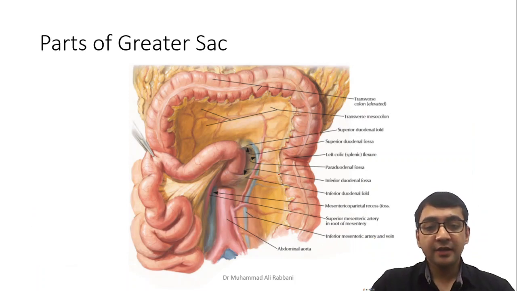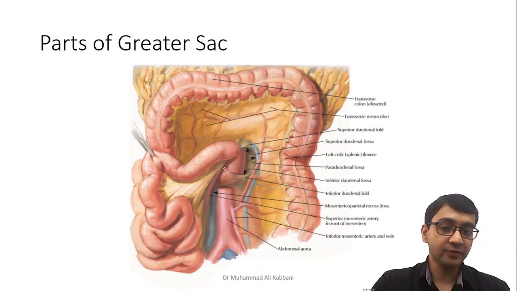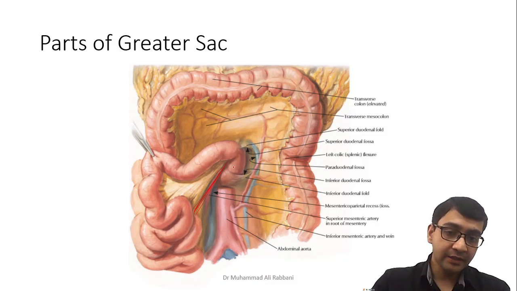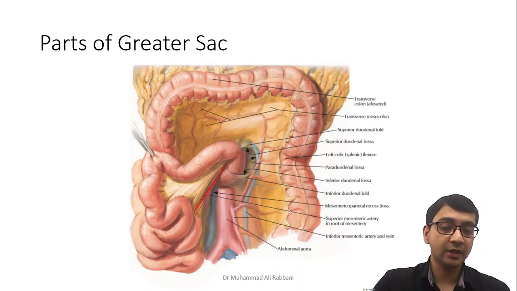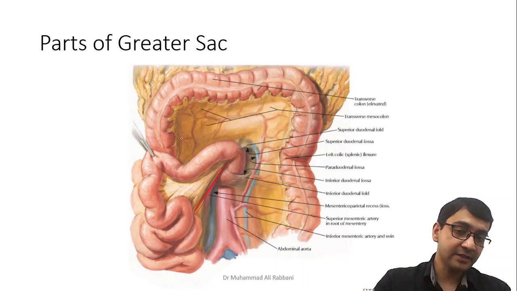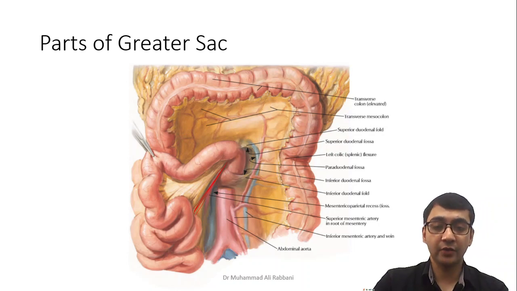The infracolic compartment can further be subdivided depending upon the attachment of the mesentery of the small intestine. This is the attachment line of the mesentery of the small intestine. The small intestine has been reflected towards the right. Anything towards the left side of it will be the left infracolic compartment. If you move the intestine to this side, everything on that side of it will be known as the right infracolic compartment.